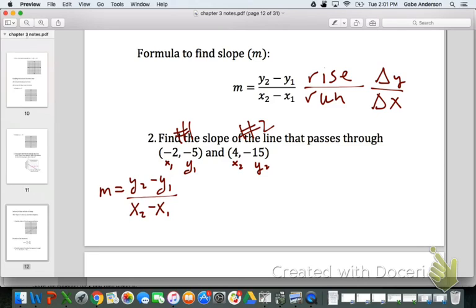So once you have that straight, it really is a matter of being very careful with your positives and negatives, but just putting things where they belong. So here's what I would do with this one. y2 is negative 15. Christiana, did you have a question? I'm sorry. You had your hand up. No. Okay. So y2 is negative 15.